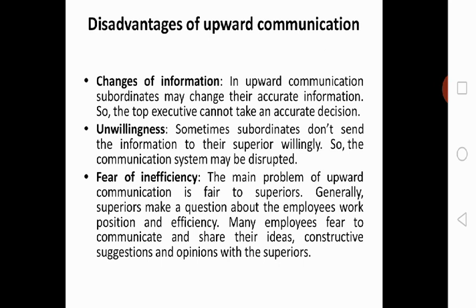Unwillingness. Sometimes the subordinates don't send the information to their supervisors willingly. So the communication system may be disrupted. If some suggestions are asked, mostly the culture happening in the organization will be they won't give any suggestions, even if there is an upward communication process, or they will simply give some suggestions without much interest. So the communication system will get disrupted.